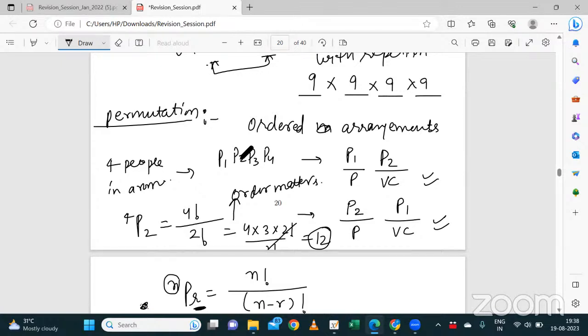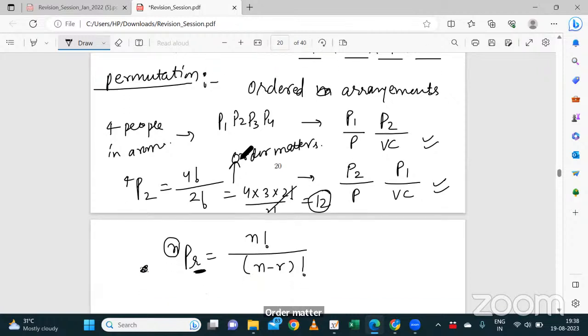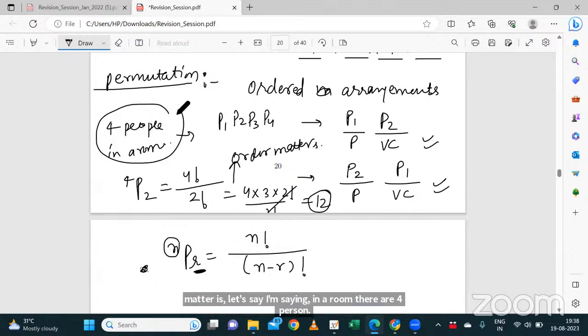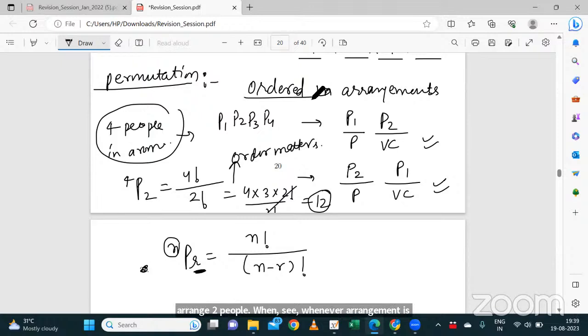Order matters means, let's say in a room there are 4 persons, and I have to choose or arrange 2 people. Whenever there is an ordered arrangement, be clear that ordered arrangement means order matters, then I'm going to use the permutation.